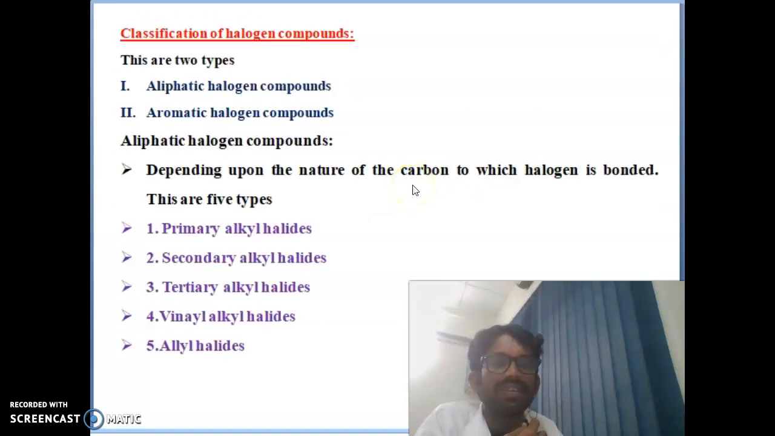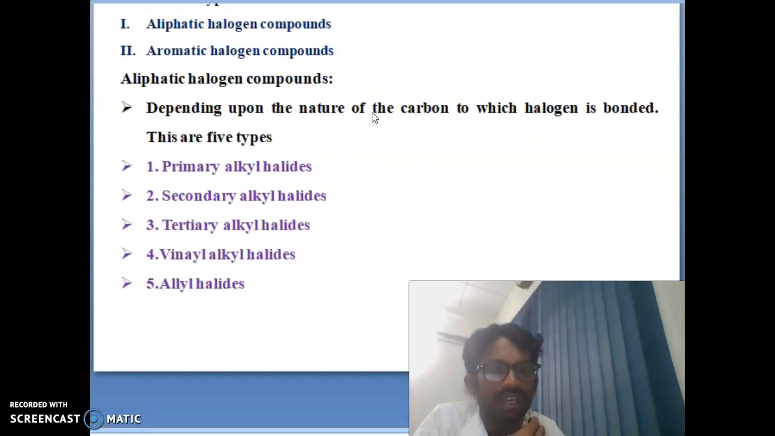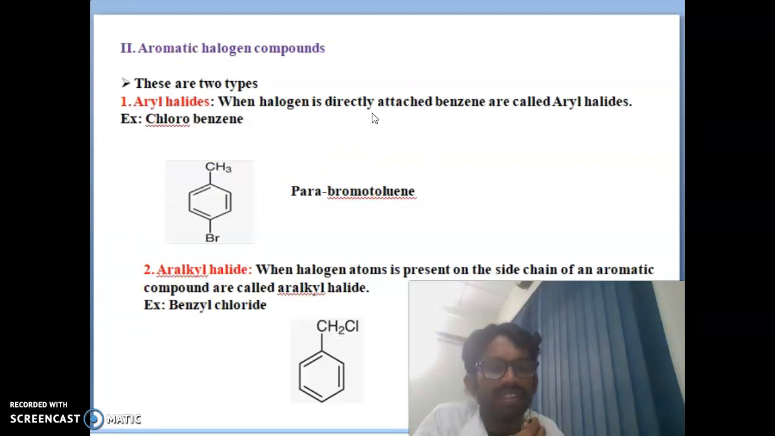Next one is the classification of halogen compounds. The halogens are mainly classified into two types: one is the aliphatic halogen compounds, and the second is the aromatic halogen compounds. Aliphatic halogen compounds, depending upon the nature of the carbon to which the halogen is bonded, are of 5 types: primary alkyl halides, secondary alkyl halides, tertiary alkyl halides, vinyl halides, and aryl halides. These are the 5 types of aliphatic halogen compounds, and the 2 main types are aliphatic halogen and aromatic halogen compounds. Next slide, the aromatic halogen compounds.